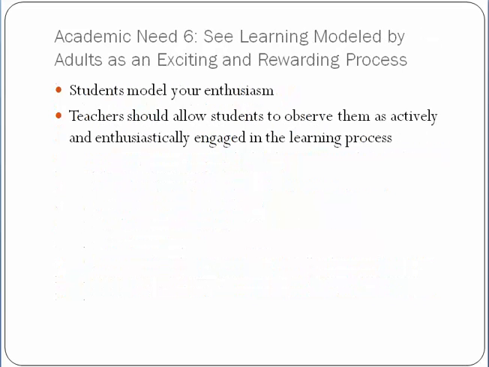The next one, academic need number 6, see learning modeled by adults as an exciting and rewarding process. And so that's on page 150, that's addressed, and basically, in a nutshell, what it's saying is that students are going to model your enthusiasm. Students are going to take their cues from you. If you say, oh, we got to cover linear equations this week. Oh, I hate linear equations. I can't wait till we can move on to something else.